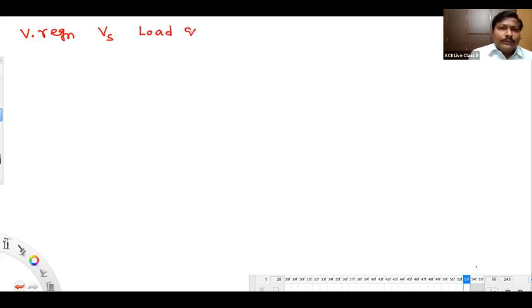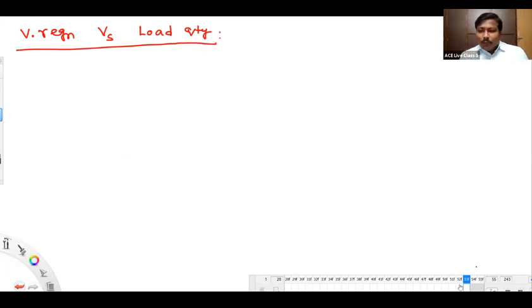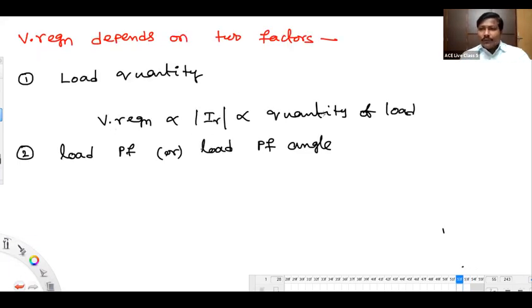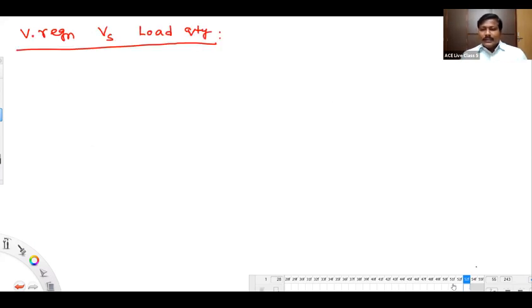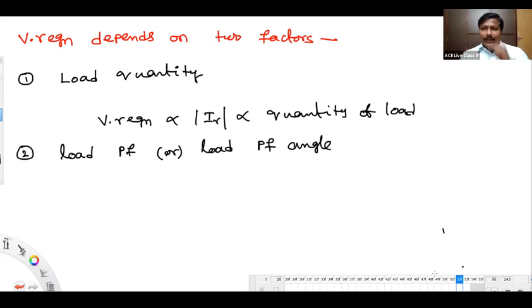Load quantity. See, it's a very simple thing. Already we mentioned that voltage regulation is proportional to the quantity of load. In that perspective, it's simple. If the load gets doubled, listen to my words, please, current will be doubled, and voltage regulation is also doubled. If the load becomes half, current becomes half, and voltage regulation also becomes half.